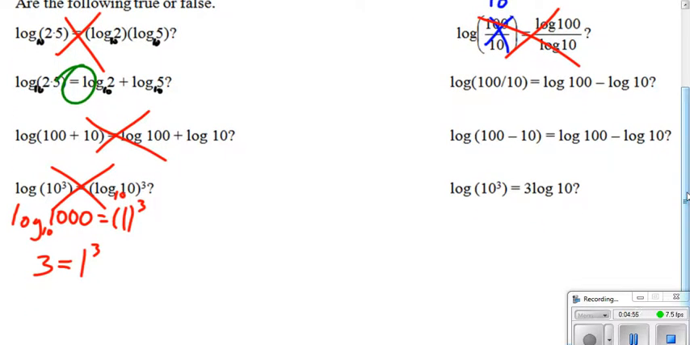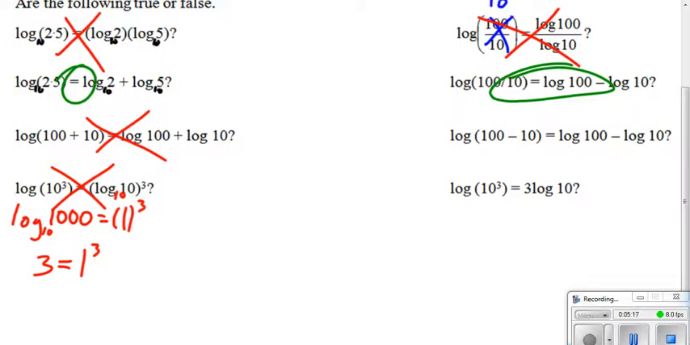Log base 10 of 100 divided by 10 equals log base 10 of 100 minus log base 10 of 10. Well, again, our properties say that that one does fit. That is pretty much exactly that division to multiplication version. That property does fit in this case.